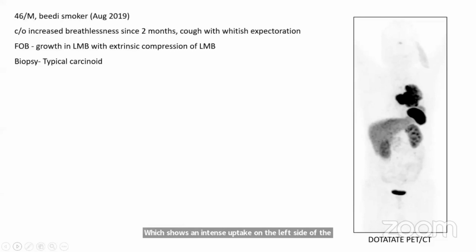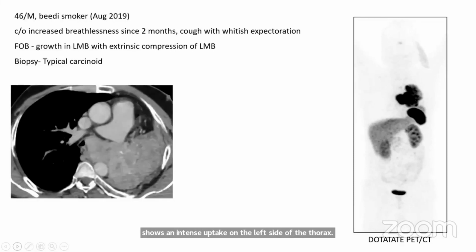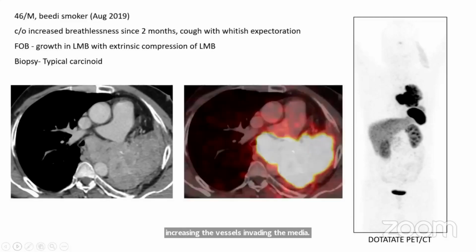One more click, please. As you can see on the CT, there is a large mass in the left hemithorax. It is a heterogeneously enhancing mass which is encasing the vessels, invading the mediastinum, pushing the central mediastinal structures. One more click. And there is intense uptake that is seen in this mass, which is confirmatory that there is presence of somatostatin receptor avid disease, and thus this is a carcinoid.